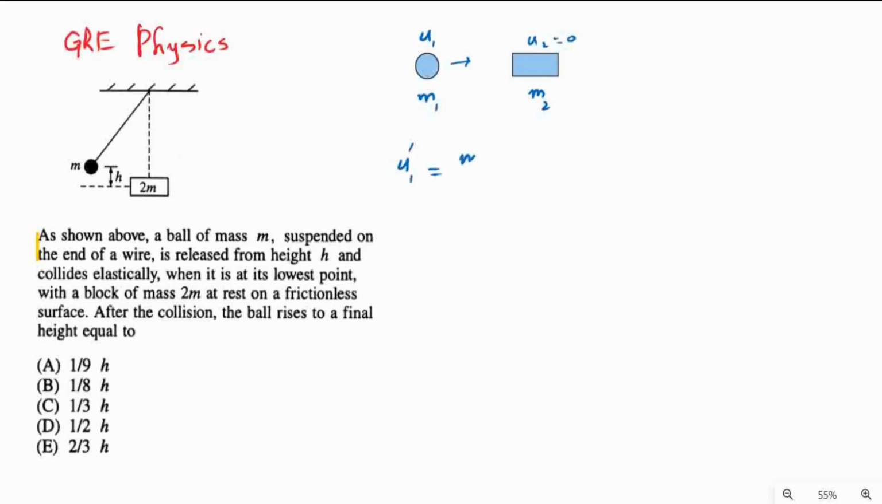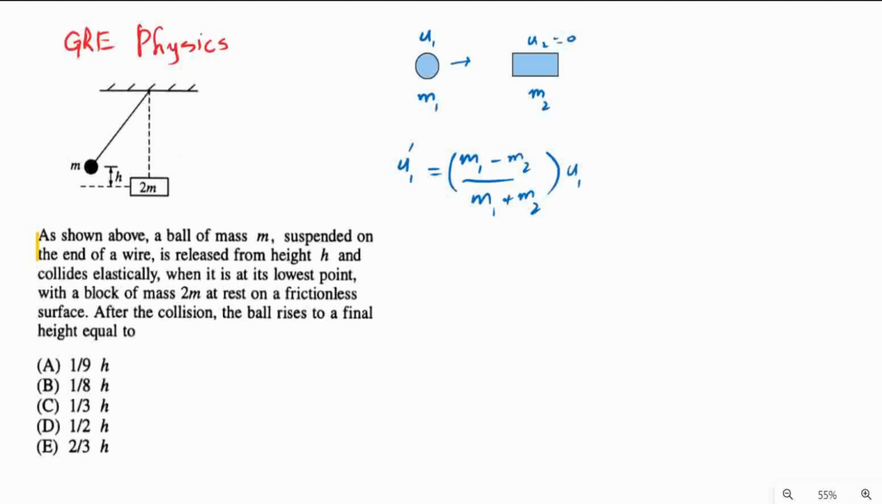This is equal to m1 minus m2 divided by m1 plus m2 times u1. You can find this expression in your textbooks. It seems that you guys need to remember such formulas before you go to the GRE exam. Now in this formula for u1 prime, m1 and m2 are given as m and 2m, but u1 is unknown. And this u1 can be found readily from the energy consideration of the problem.